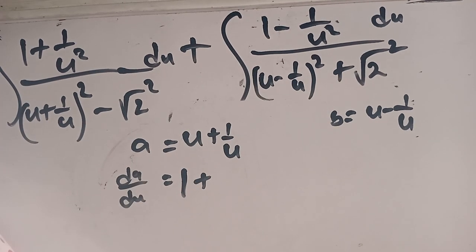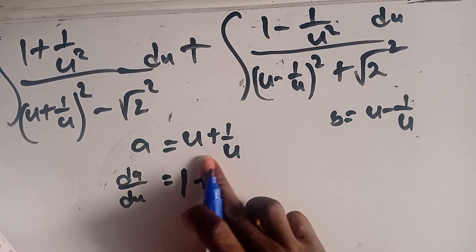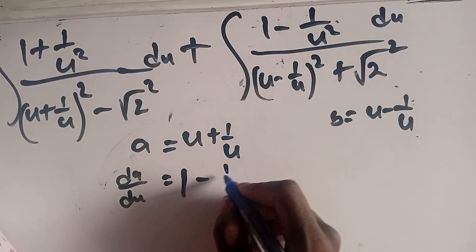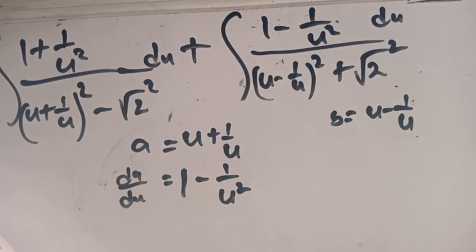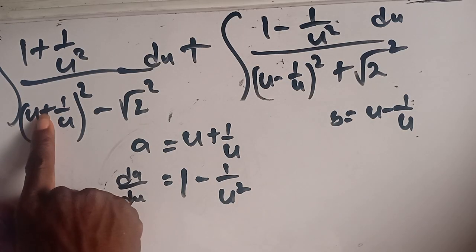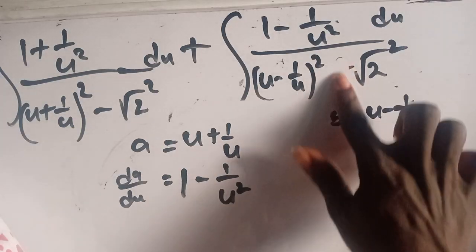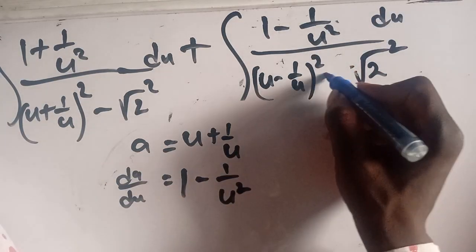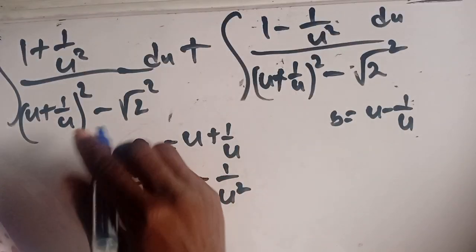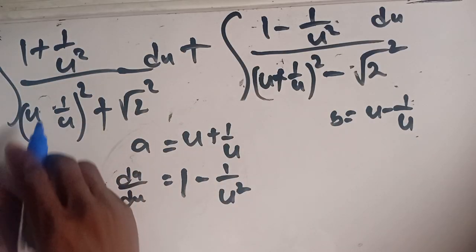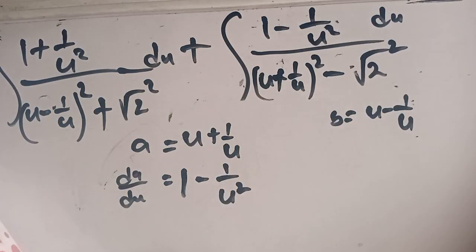So if I differentiate 1 over u, I will have minus 1 over u square. In this course, I would love to change this one to this one, so that the denominators are actually equal in the first place. They're actually the same thing, so I would love to change this to this.